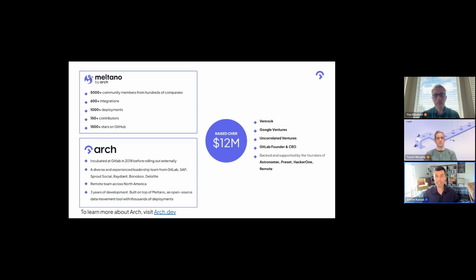A little bit about the history of Arch and Meltano. The company was incubated and started at GitLab, the cloud security company, for years before rolling it out and becoming an independent company. We are backed by incredible investors such as Google Ventures, Venrock, and others.